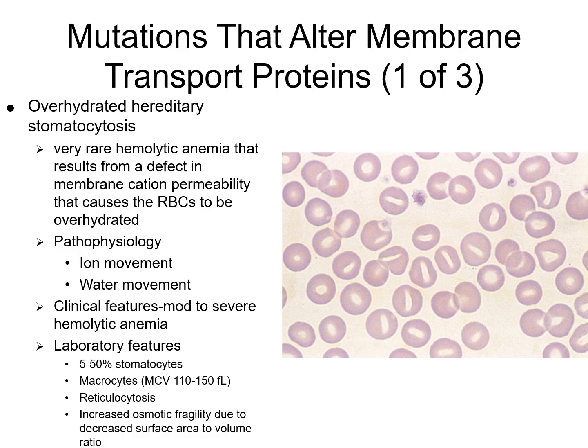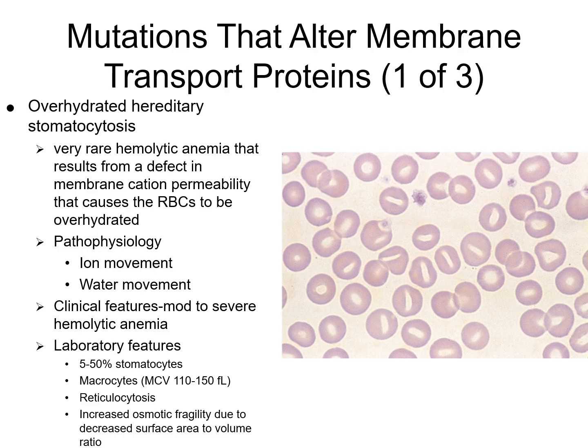For clinical features, these patients are going to present with moderate to severe hemolytic anemia, and in the lab, we're going to see 5 to 50% stomatocytes on that peripheral blood smear. These are red blood cells that have a slit appearance in the middle instead of that round central pallor. If you look at the picture down there, they have more of a slit looking center instead of that round.